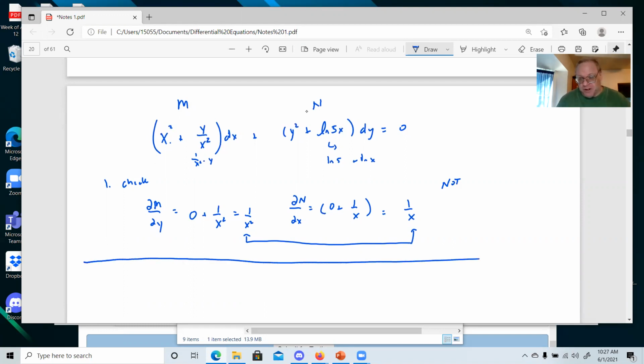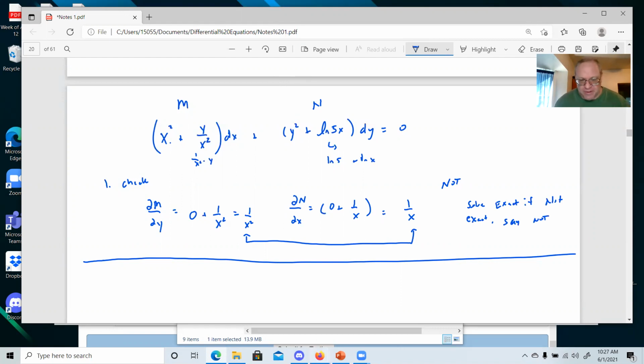The wording of the problem is going to tell you, like, solve the exact equation. If it isn't exact, say not exact. So solve exact. If not exact, say not exact. Okay.